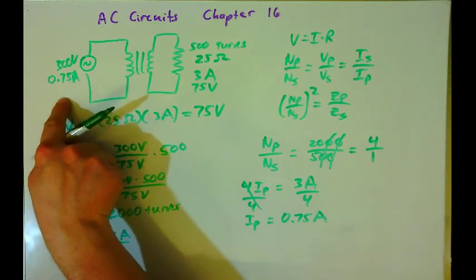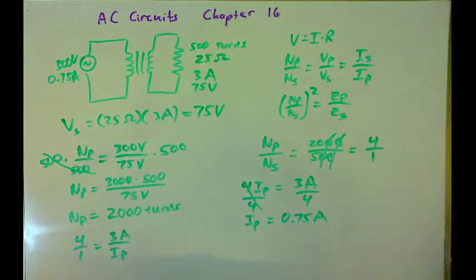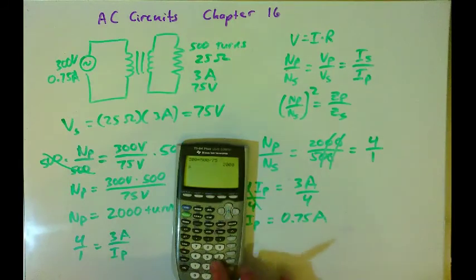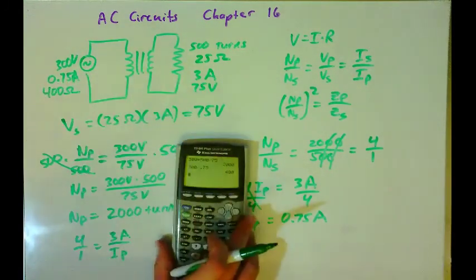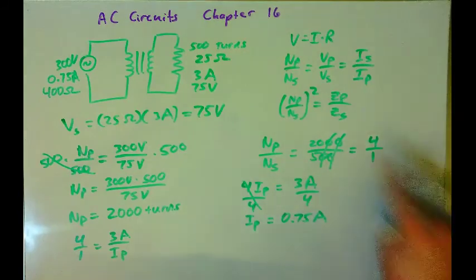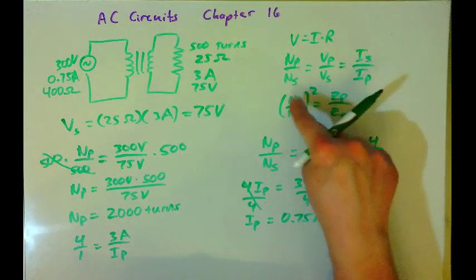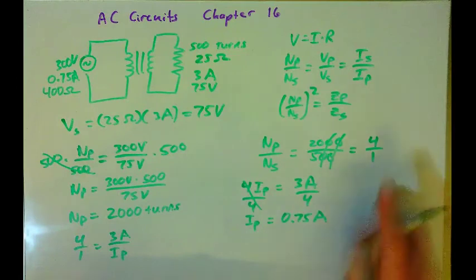Now I should be able to find the impedance here by dividing the voltage by the current. And so I'll go ahead and do that. The voltage is 300 volts. We'll divide by the current, 0.75, and we get 400 ohms. Impedance over here should be 400 ohms. We also could have used this formula, and so the turns ratio is 4 over 1, or just 4.